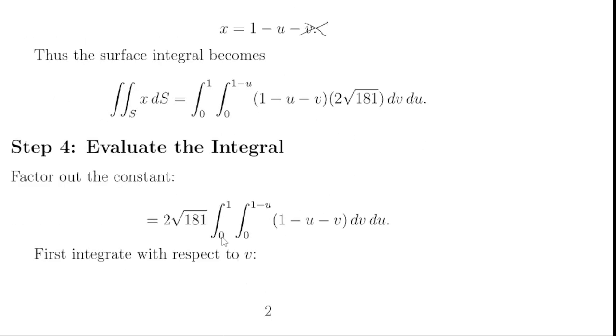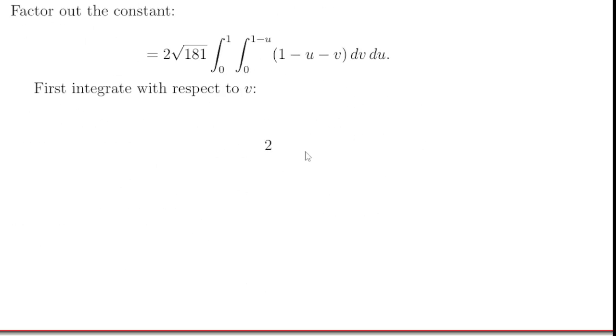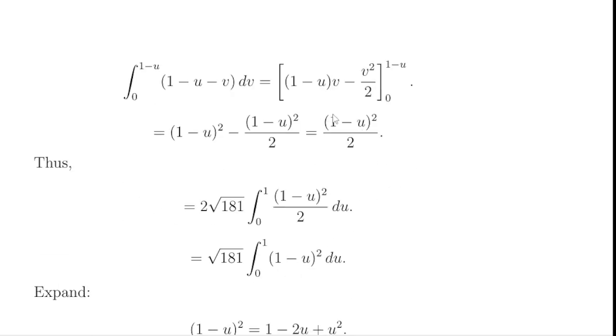The 2 root 181 is a constant, so that can just come outside. And so now we need to integrate the inside with respect to v. 1 minus u is a constant, so a constant times v will be the antiderivative, and then minus v squared over 2. Plug in 0, plug in 1 minus u, and subtract. And so that just simplifies to (1 minus u) squared over 2.